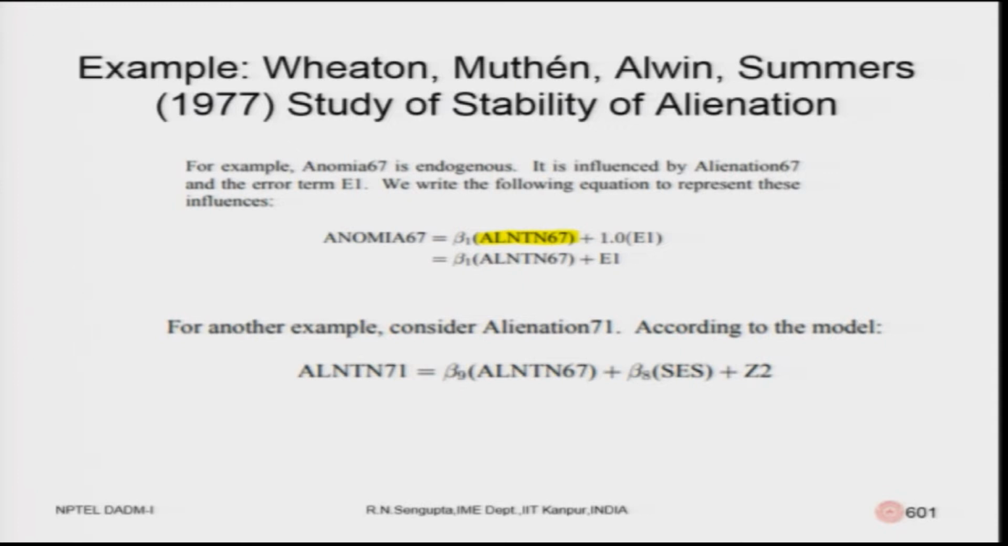So, we write the concept of anomia of 67 as dependent on alienation of 67 and the error term. For the other example, we will consider alienation of 71, which is also being affected by 67. Alienation of 71 is dependent on alienation of 67 and the educational SES levels, while the factors by which they will be multiplied are given by beta 9 and beta 8. So, we are taking the suffixes depending on the number of variables which are there, and obviously there would be an error term, which we will consider as Z2. It can be standardized also.